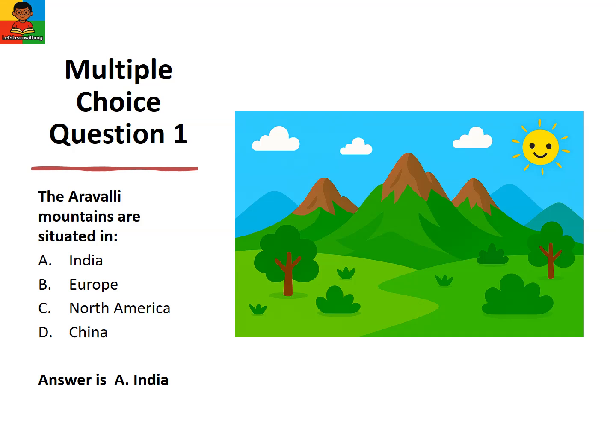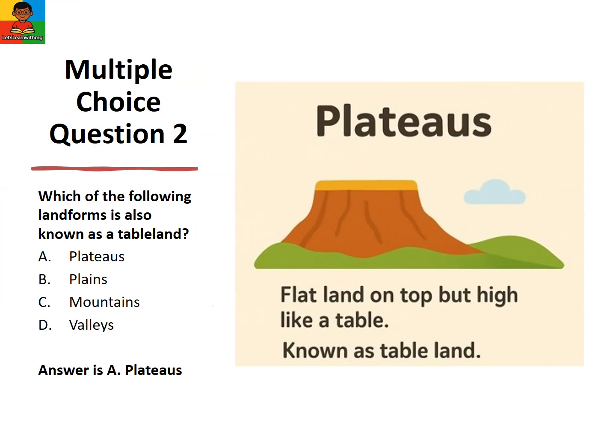The Aravalli Mountains are situated in A. India, B. Europe, C. North America, D. China. The correct answer is A. India. Question 2. Which of the following landforms is also known as a tableland? A. Plateaus, B. Plains, C. Mountains, D. Valleys. The correct answer is A. Plateaus.